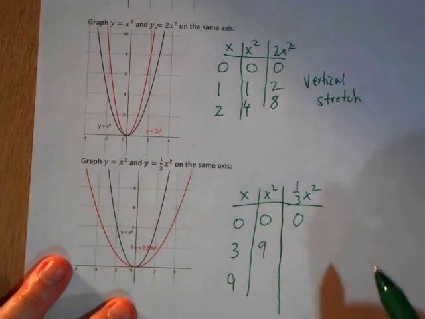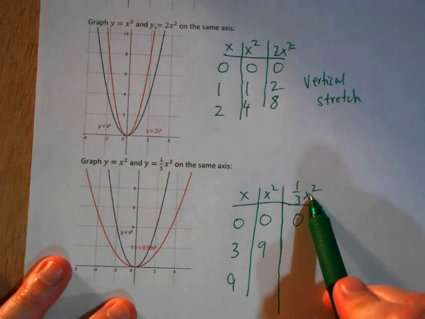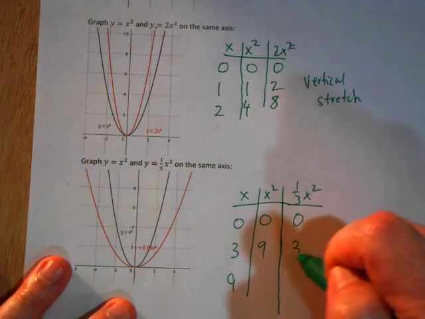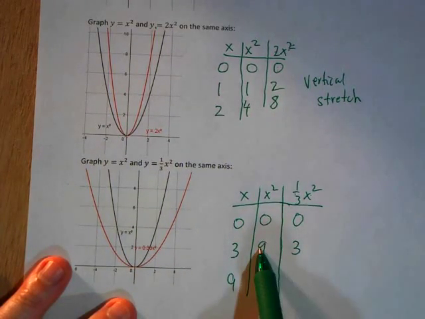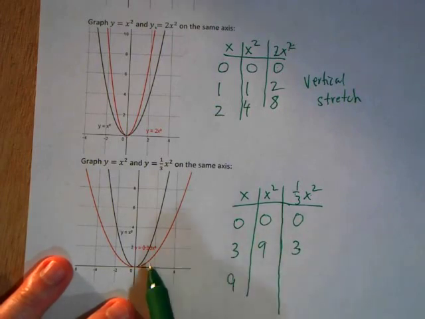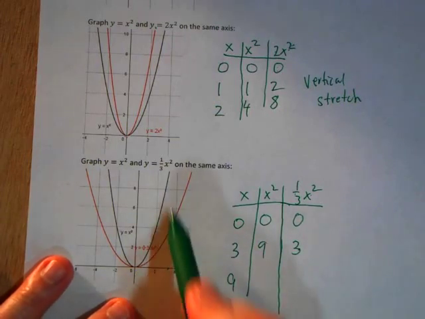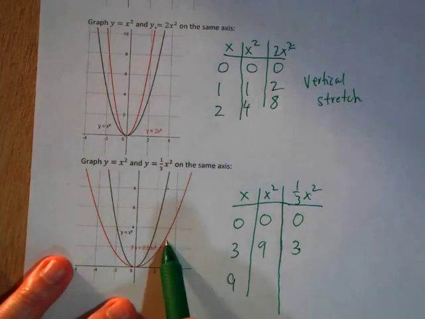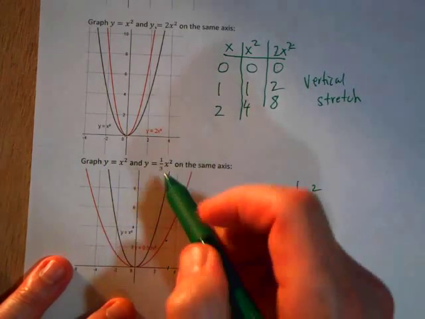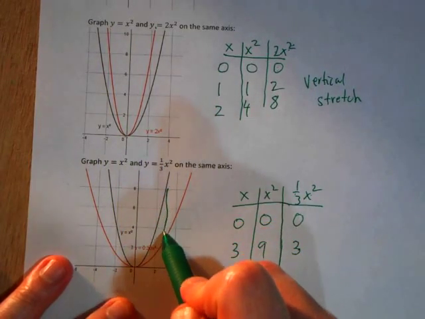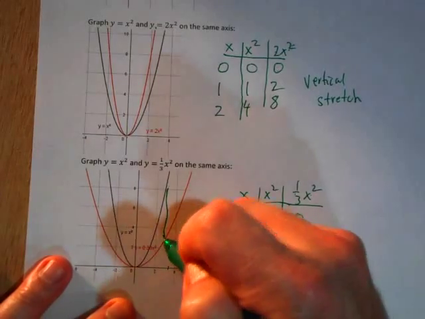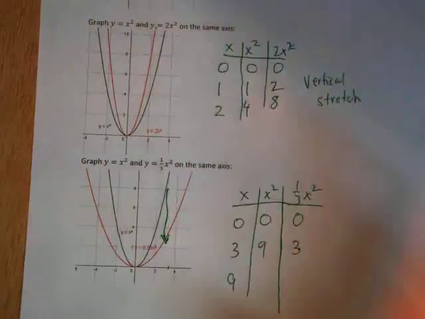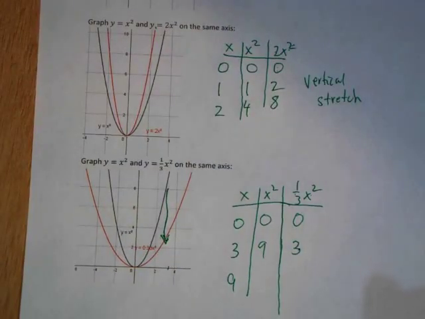3 squared is 9. 9 times a third is 3. So you see how that's really being divided by 3. So we have the 3, 9 and the 3, 3. It's really just taking this point and pulling it down to there. It's not really making it wider, it's really making it less tall.